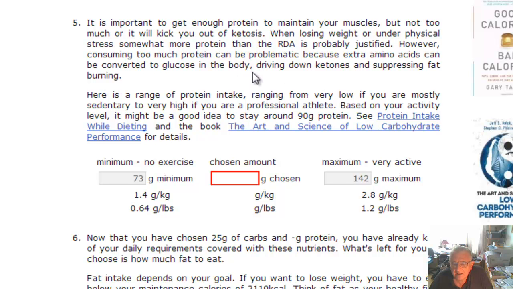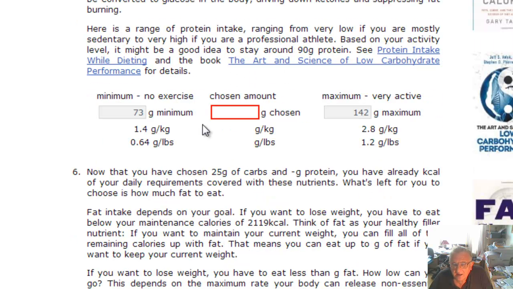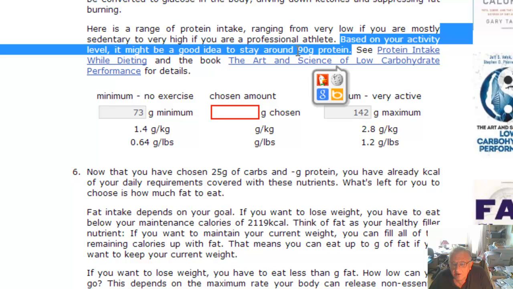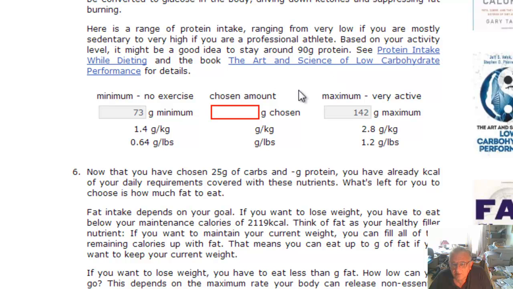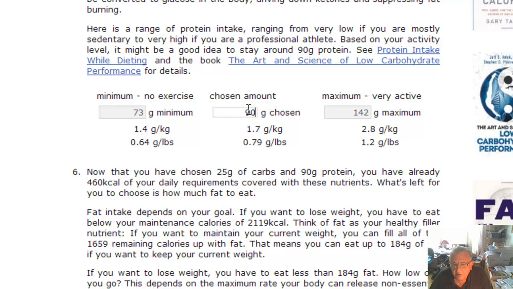So this is the key thing. So what it's asking here is to choose how much protein we're going to take. It says here, based on your activity level, it might be a good idea to say around 90 grams of protein, and it gives you a couple of references that you can look up. It says if you get no exercise at all, the minimum amount of protein you should have each day is 73 grams. If you're extremely active, you should have about double that, and it's suggesting 90. So let's go with its suggestion of 90 grams of protein.